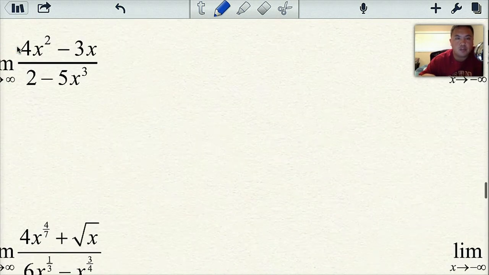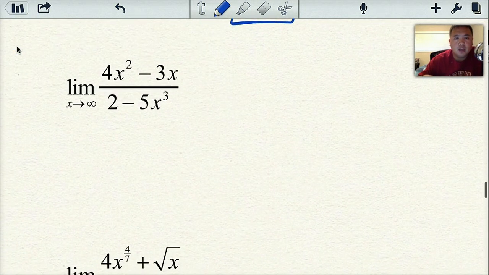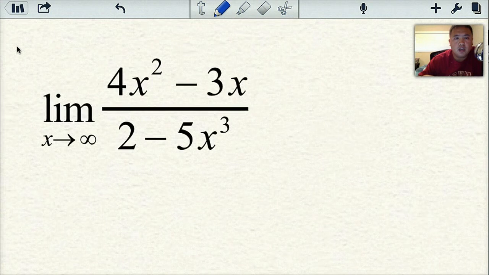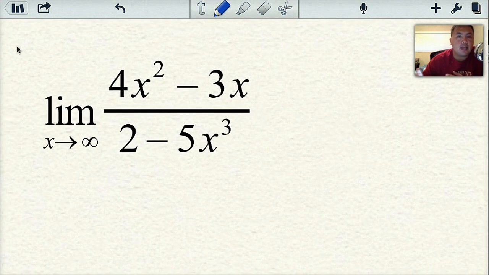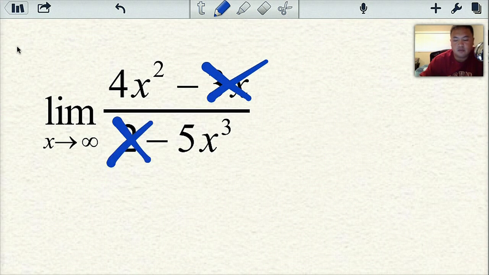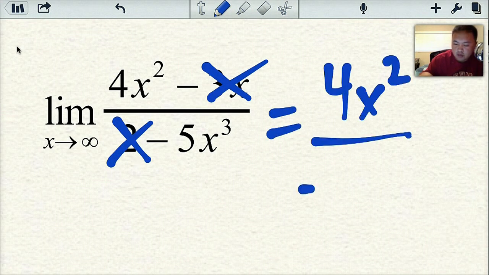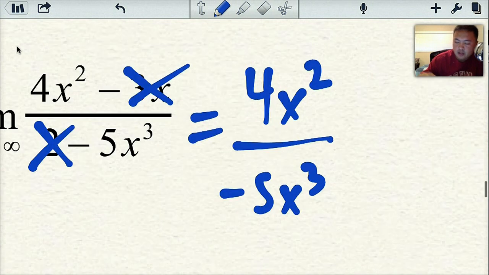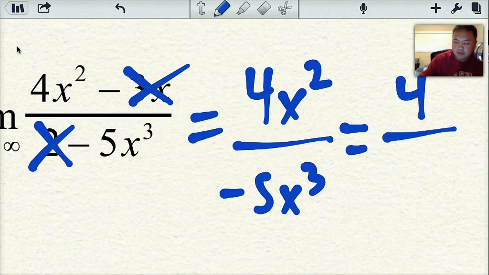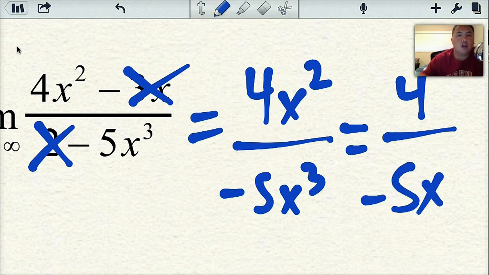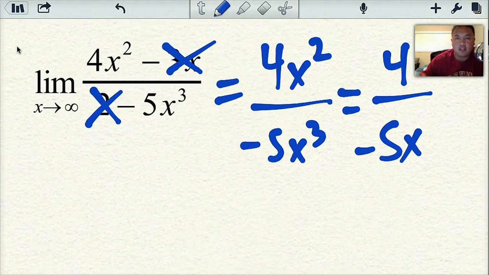Let's do one last one for this section. Here's a problem that goes to infinity. Which one has the smallest x exponent? It's 3x, and this one, 2. This simplifies at infinity to 4x squared over negative 5x to the third. I have 2 x's on the top that will cancel with 2 x's on the bottom. So that will give me 4 over negative 5x. This is where I plug in my infinity now.